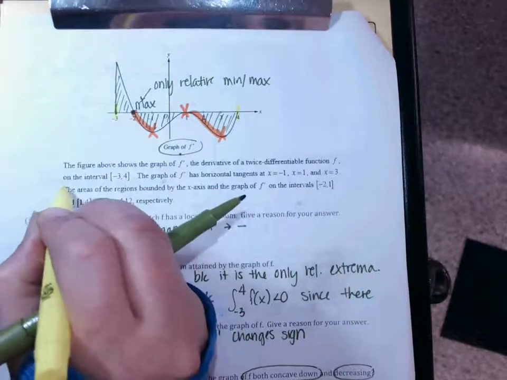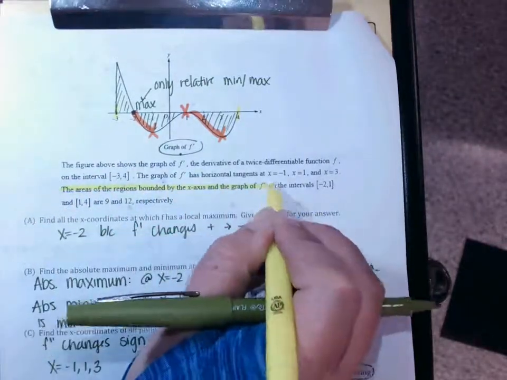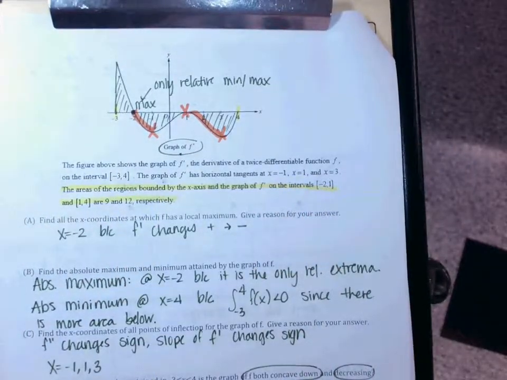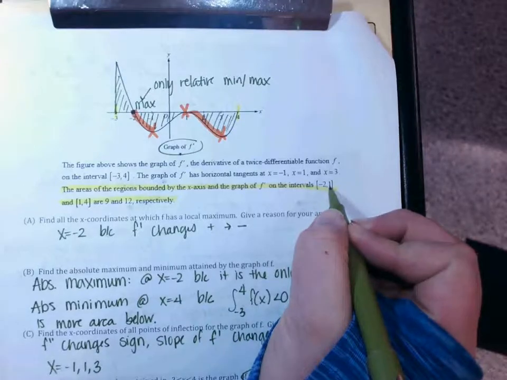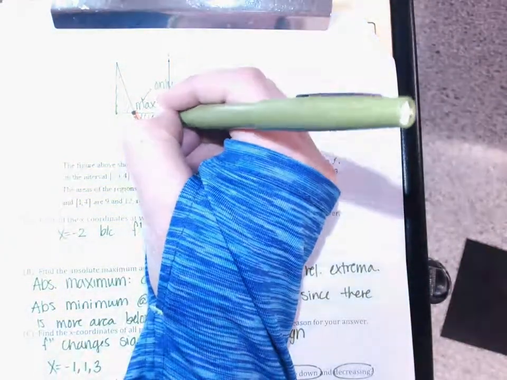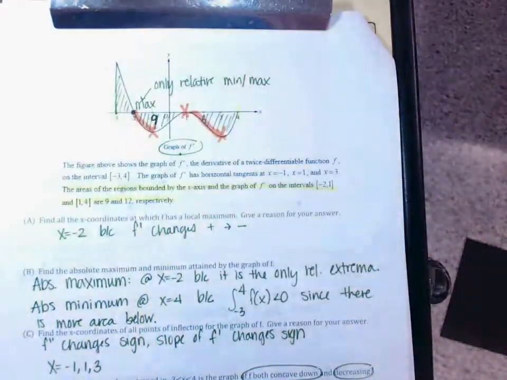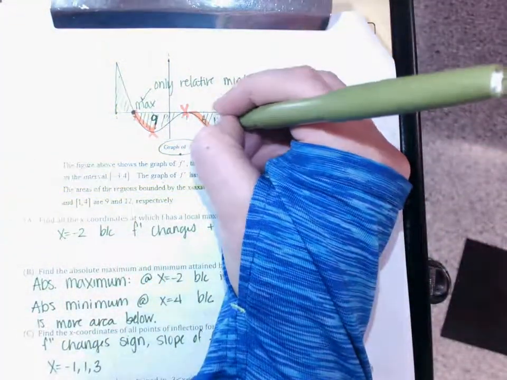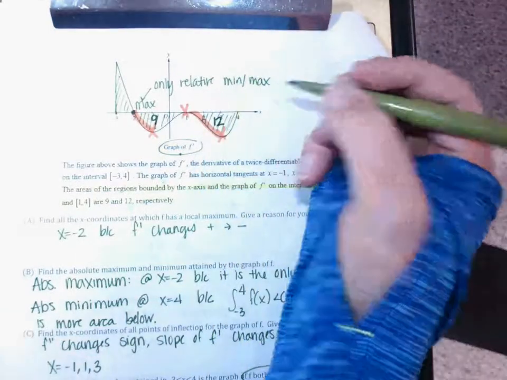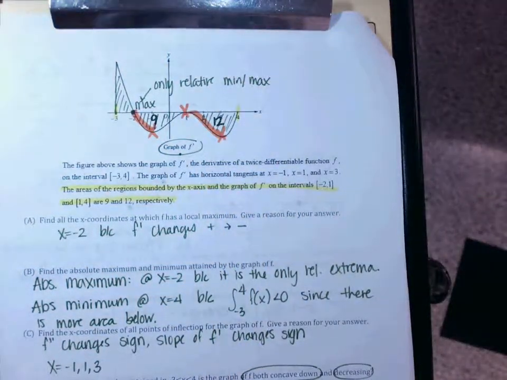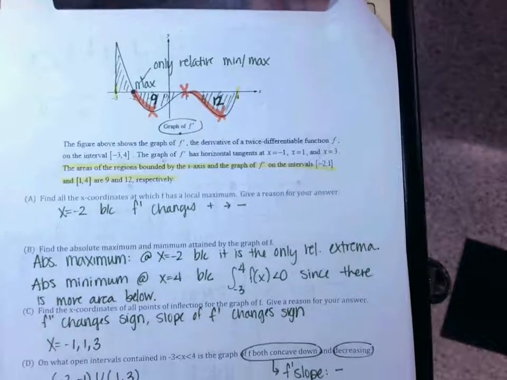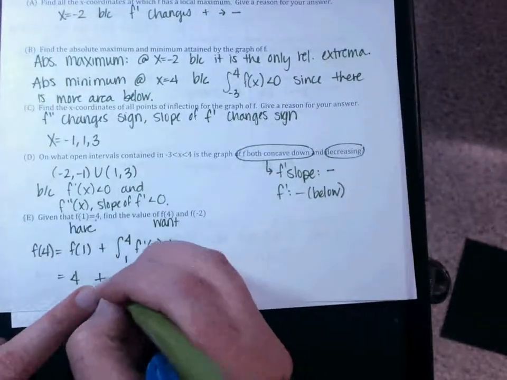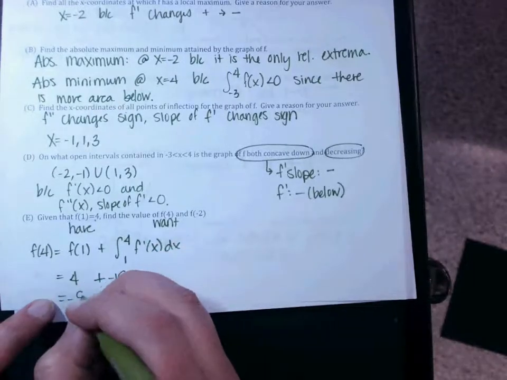The areas of the regions bounded by the x-axis on the intervals are 9 and 12 respectively. So from -2 to 1, the first one, this is an area of 9. And then on the second one, it says from 1 to 4, it's an area of 12. So should I add 12 to 4? Yes. It would be negative, because why? Because it's below. So it'd be 4 minus 12, which would be -8.